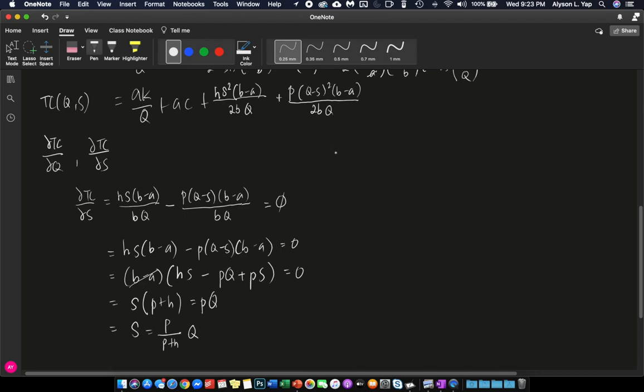Now, the derivative with respect to Q will be very tedious. The first term will be easy because that's just negative AK over Q squared. The second term will just be 0. The third term will also be easy because this is just a minus HS squared (B minus A) over 2BQ squared.